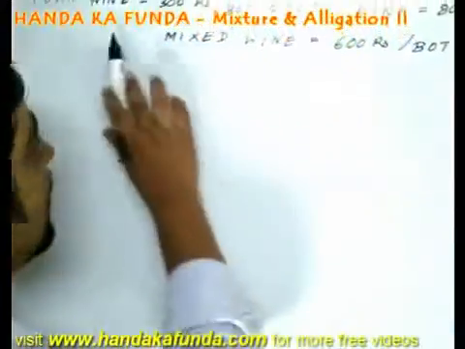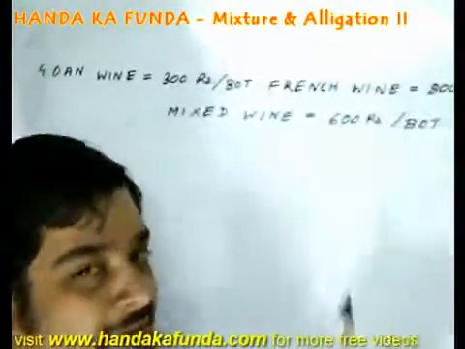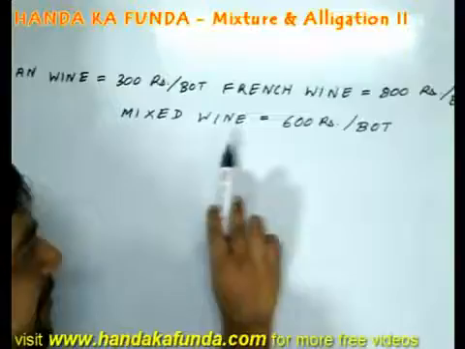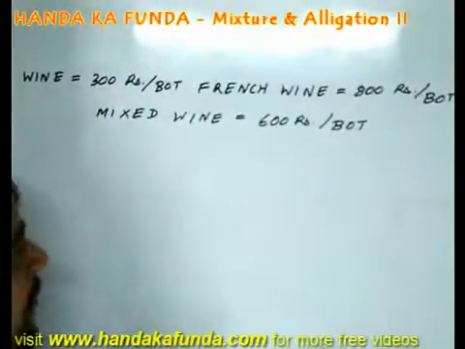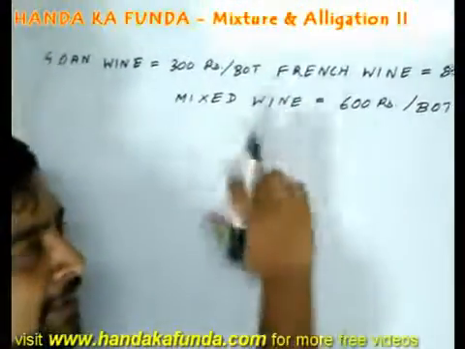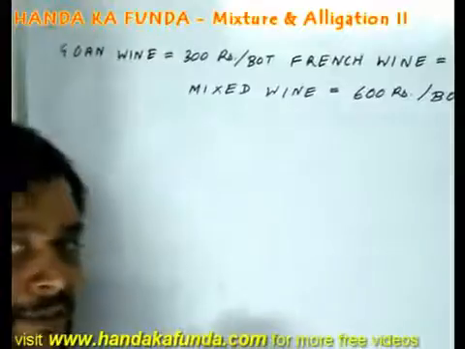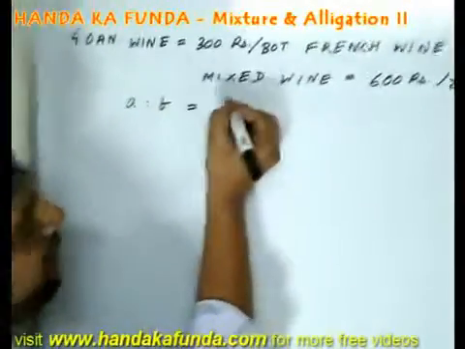Suppose I have a Goan wine which is 300 rupees per bottle and I have a French wine which is 800 rupees per bottle. I want to mix them and form a wine which will be 600 rupees per bottle. I know it will taste horrible, but still. So in what ratio should I mix these two so that I can get a wine which is 600 rupees per bottle? Let's say the ratio is A is to B, which I am trying to find out.